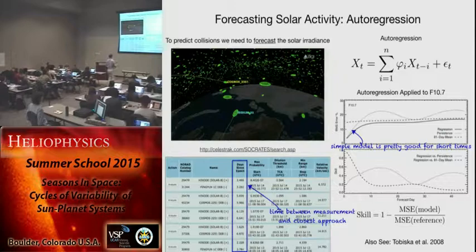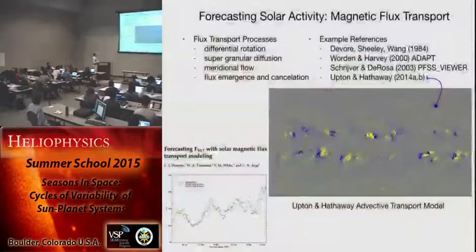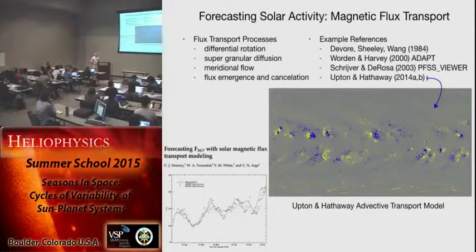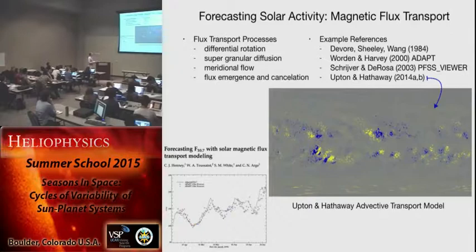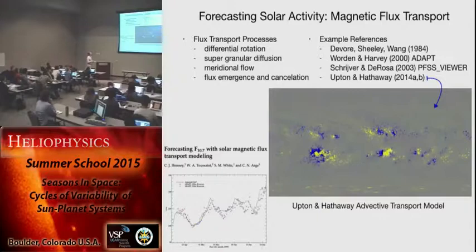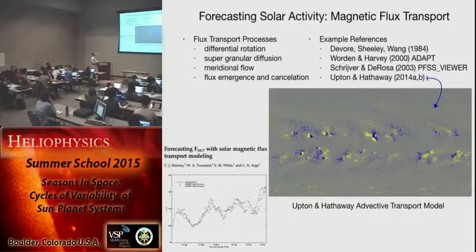But obviously this is not an intellectually satisfying way to do forecasting, right? We have a much better sense of how the sun is going to evolve. So if we want to make predictions like this, it seems like we should be using the magnetic flux. Because as Andre said in his talk, we have a really good understanding of how magnetic flux evolves on the surface of the sun. We understand differential rotation, meridional flow, and supergranular diffusion. So if we have a description of the sun now, we should be able to project that into the future using magnetic flux transport simulations.